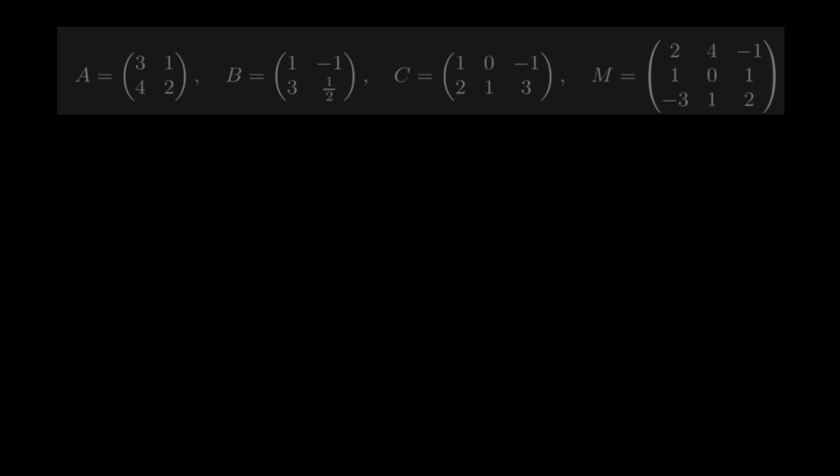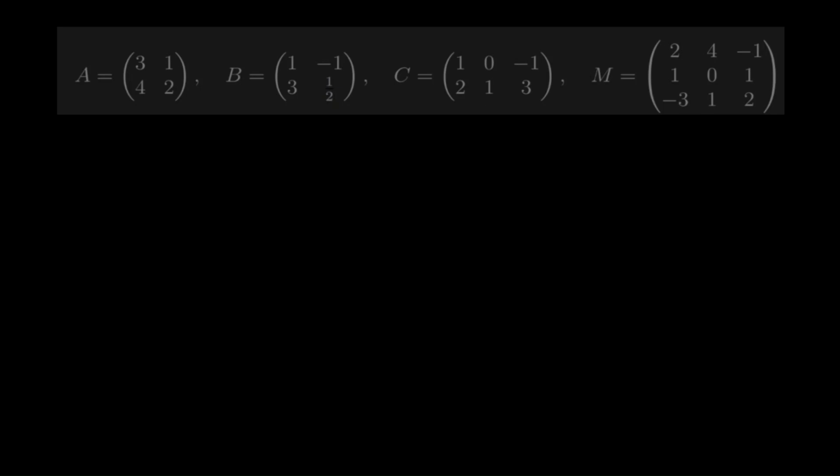Next, we need to compute A plus C. Let's check their dimensions first. A is a 2 by 2 matrix and C is a 2 by 3 matrix. Remember the rule, we can only add matrices if they have the same size. Therefore, this addition is impossible.